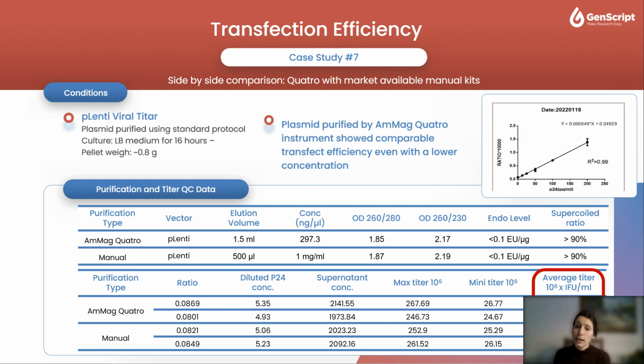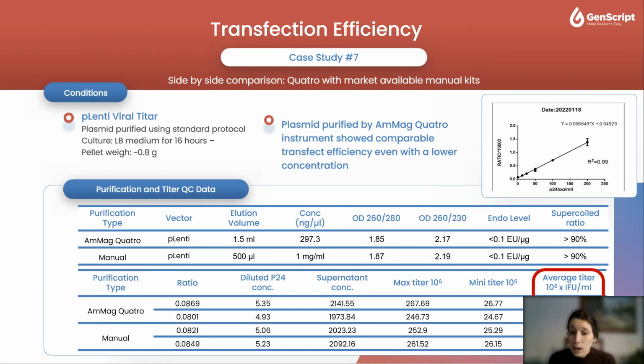And the last case study I have is specific to a P-lentiviral titer. So what we did here is, once again, we took the AmMagQuattro and we purified a P-lenti vector on it. And then we took that same P-lenti vector and we purified it using a manual kit.